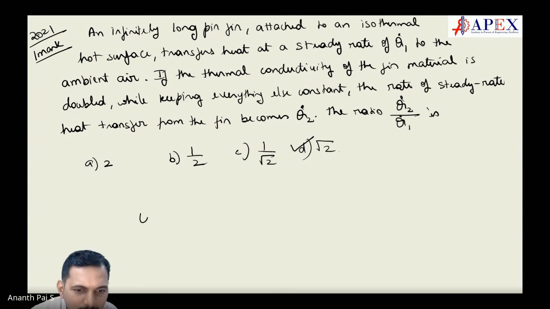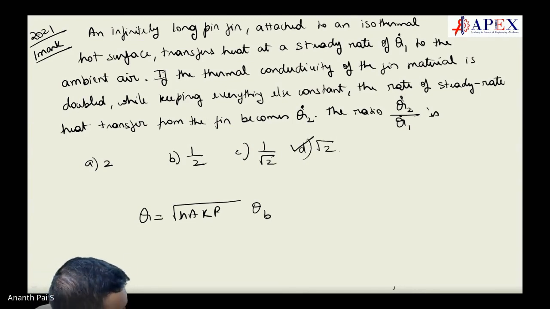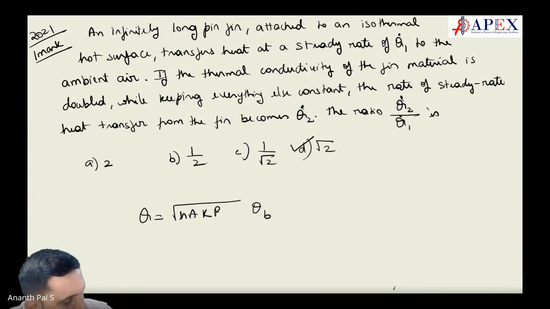What is Q for the long fin? Square root of hPkA, that's it, into delta T, of course, or into theta, theta at the base. Everything else is constant. Conductivity simply equals root 2. Easy. So I think we'll stop the class today.